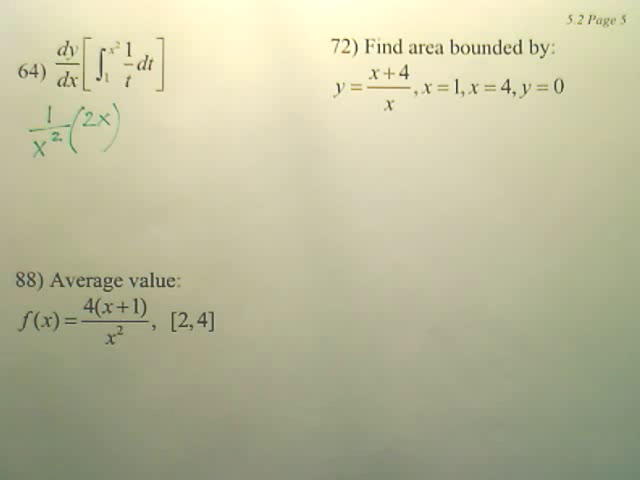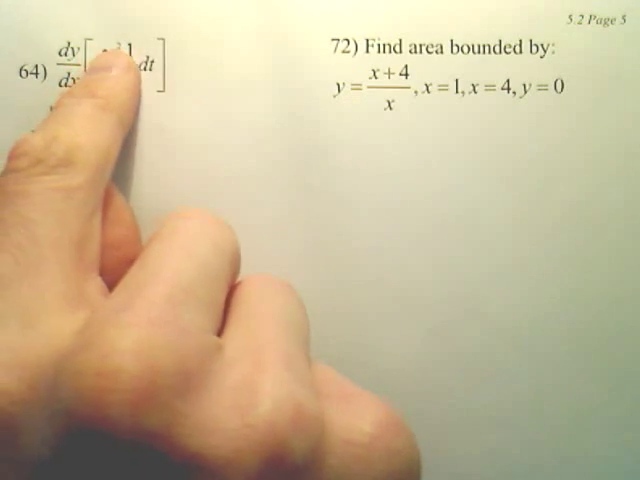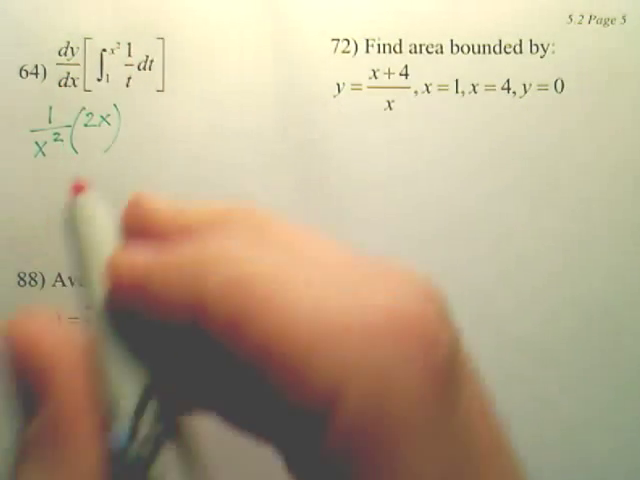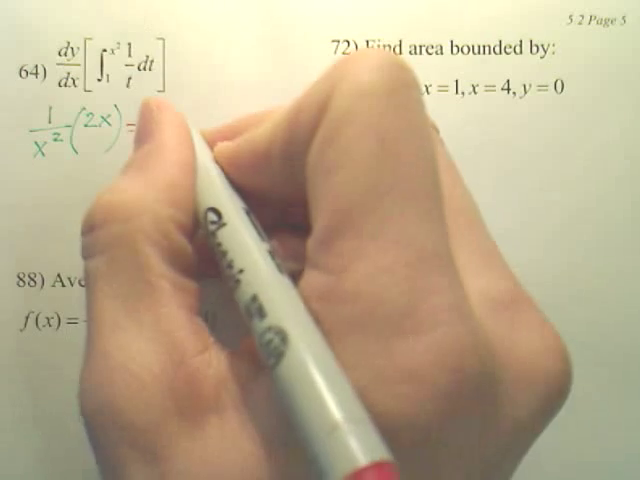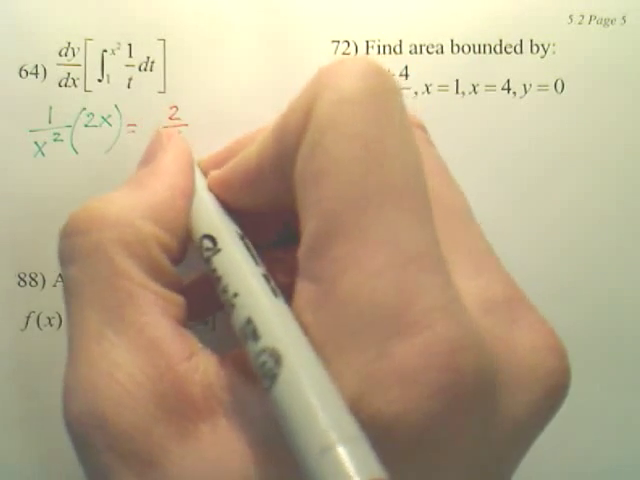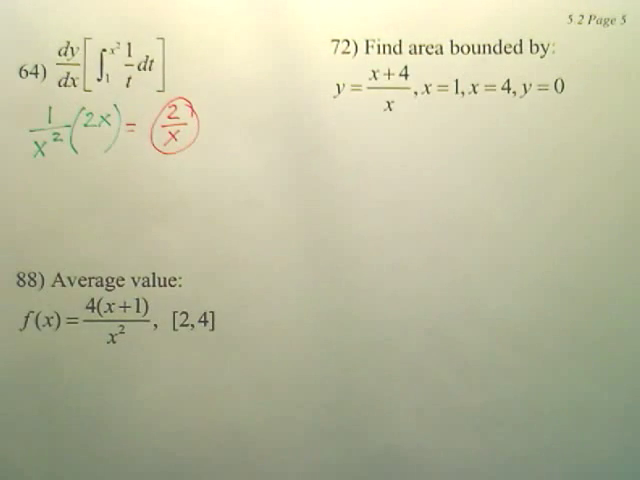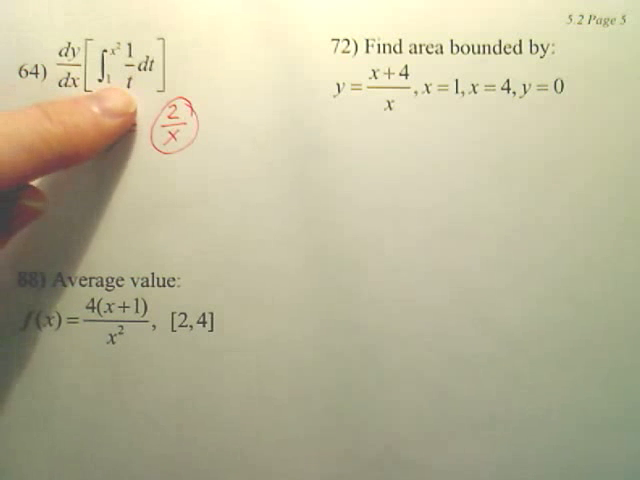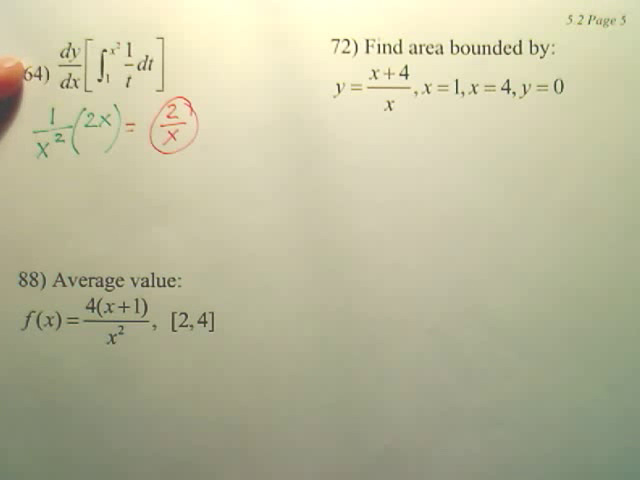That's all you do. Whenever you take a derivative of an integral, you plug it in and then derive it and multiply by it. My final answer is going to be 2 over x. Done. That's a lot quicker than trying to integrate this and then deriving it afterwards. The second fundamental theorem of calculus is beautifully short, if you can spot it.